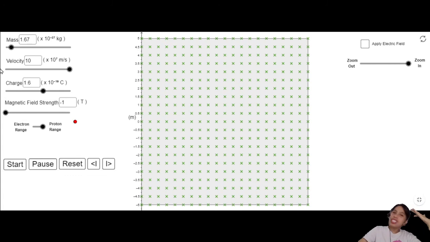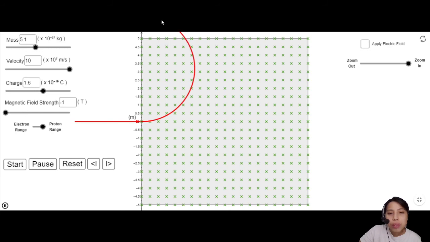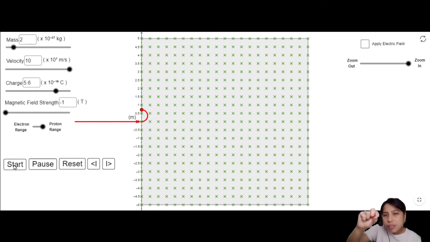So scientists were pretty genius. They're like, oh, I like this experiment. Maybe we can use it to study particles. Because based on how they curve and the radius of their curved path, you can basically tell their mass and their charge. So this one, let's say I increase the mass. And reset. Let's go. Oh, so now the curve is so big. So this must be a very heavy particle. Big mass. Or maybe the mass is still the same, but I increase the charge. Wow, suddenly it turns so small. Then you see this curvature radius is so small.